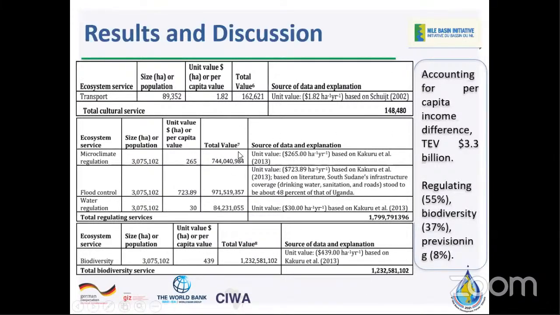When we add the different ecosystem services, the total economic value of the wetland stood at about 3.3 billion USD. When we see the proportion of the different ecosystem services from the total economic value, 55% is accounted for by the regulating service, followed by 37% for biodiversity services, and provisioning service accounts for only 8% of the total economic value of the wetland, whereas the cultural service is almost non-existent compared to the other ecosystem services from the wetland.